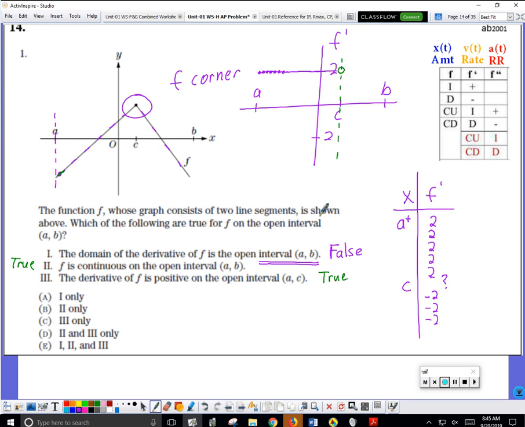Then right after x equals c, the value of the slope of f becomes -2. So I have a whole bunch of points down here that when I put them all together, I get another horizontal line like that. Okay. Is that your question? Yeah.